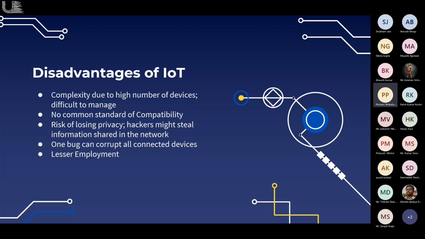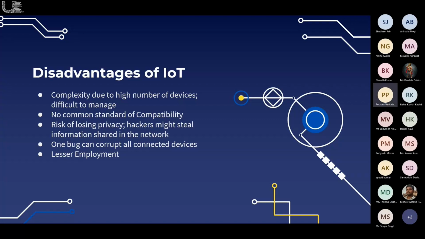Next, there is also a risk of losing privacy. So there are security issues in IoT. Since a lot of information is shared in an IoT network, the information is vulnerable to hacking. So hackers might steal the information shared in the network. So proper encryption of data is necessary in Internet of Things.